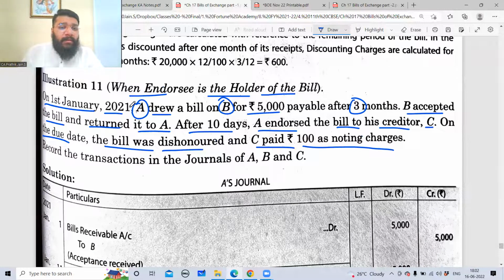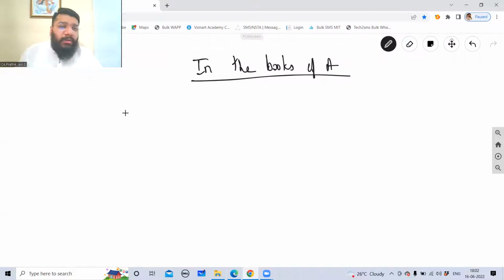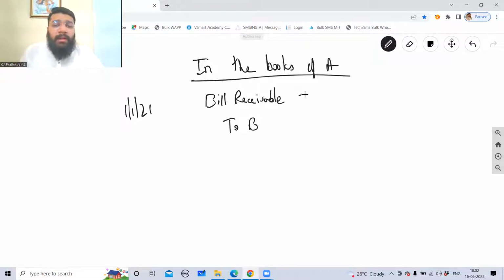On 1st Jan, there is no entry for sale, guys. We don't have to record any entry for sale or purchase. Directly we can record the bill entry. So on 1/1/21, we are cancelling the debtor. For A, B is the debtor. So I'm cancelling B. B will be credited. Debit will be bills receivable. Bills receivable account debit to B's account, and the amount is 5,000.